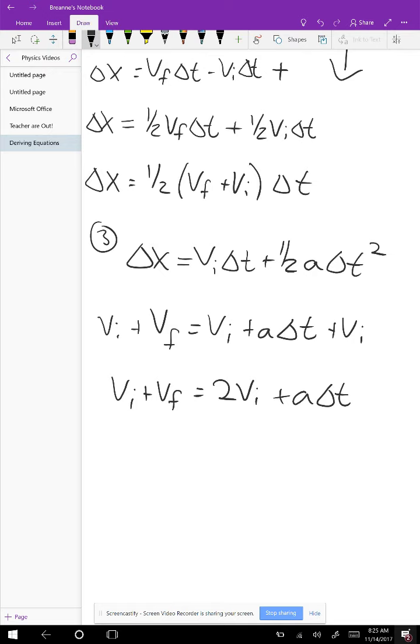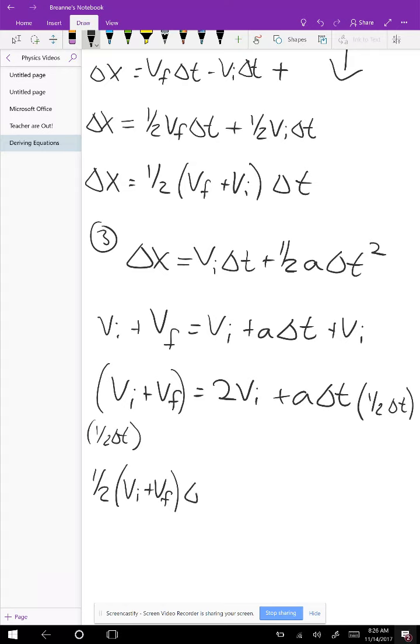This right here, you can put a parenthesis around, and then again, what you do to one side, you do to the other. So we can go ahead and multiply 1/2 delta t to both sides. Running out of room on this side. And so we end up getting 1/2 v initial plus v final delta t. So that's our second equation.